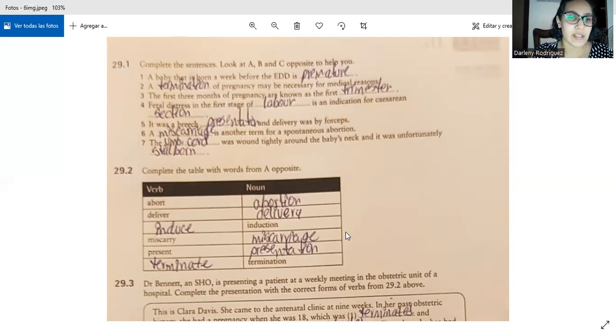Fetal distress in the first stage of labor is an indication for cesarean section. This was a breech presentation and delivery was by forceps. A miscarriage is another term for a spontaneous abortion. The cord was wound tightly around the baby's neck and it was unfortunately stillborn.